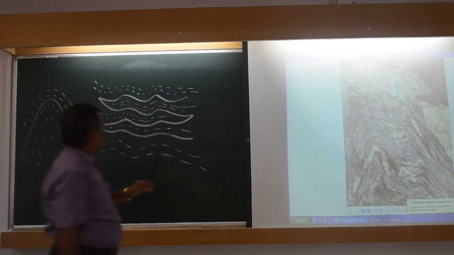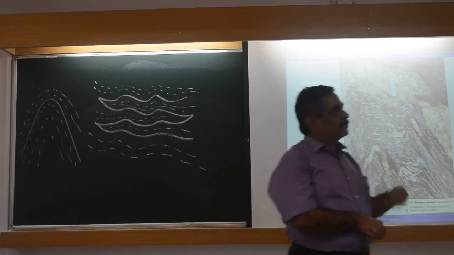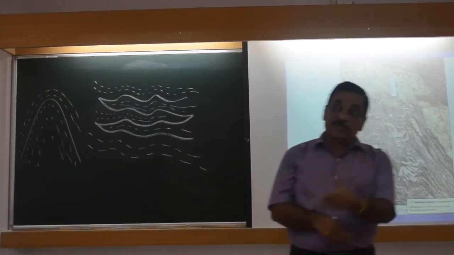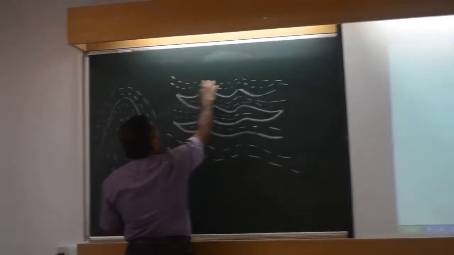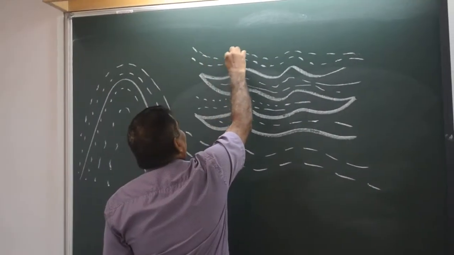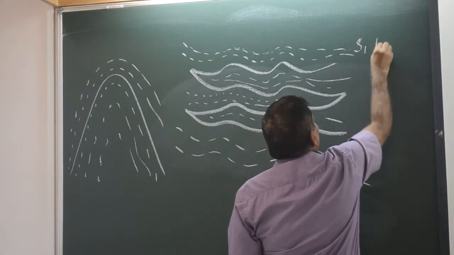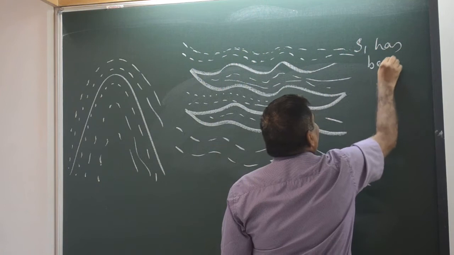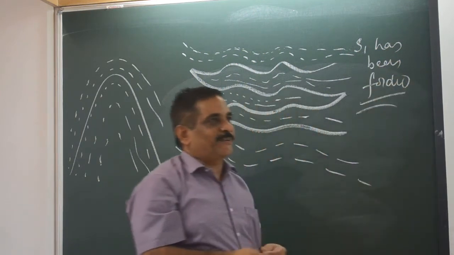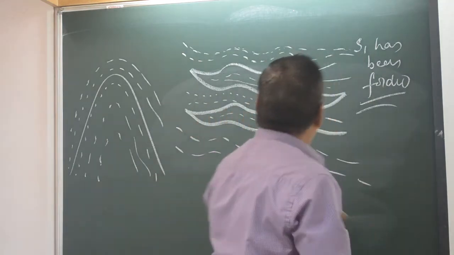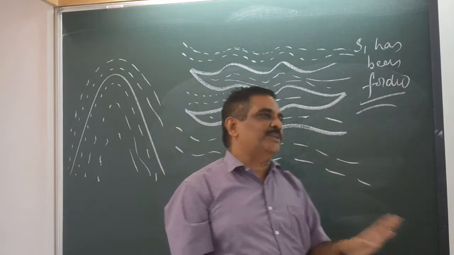Now, my first question: on what surface are the folds developed, or which is the plane which is folded, which is the surface or which is the structure which is folded? Now see, these folds are developed on this surface. This has been folded. So foliation has been folded. S1 has been folded. You understand why I am telling this? Because the weakest plane is your S1.